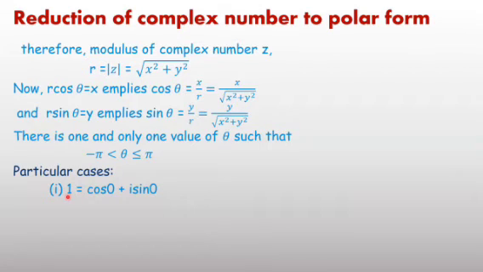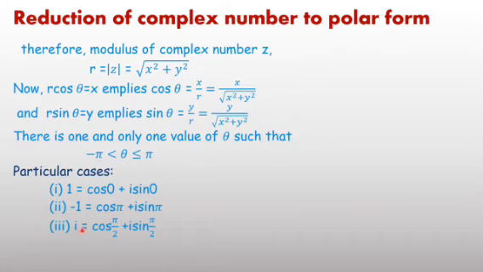1 we can write as cos 0 plus i sin 0, because the value of cos 0 is 1 and the value of sin 0 is 0. 1 plus i into 0 means 1. So 1 we can write in complex form as cos 0 plus i sin 0. Minus 1 equals cos pi plus i sin pi. The value of cos pi is minus 1, and sin pi is 0. Minus 1 plus i into 0 means minus 1.